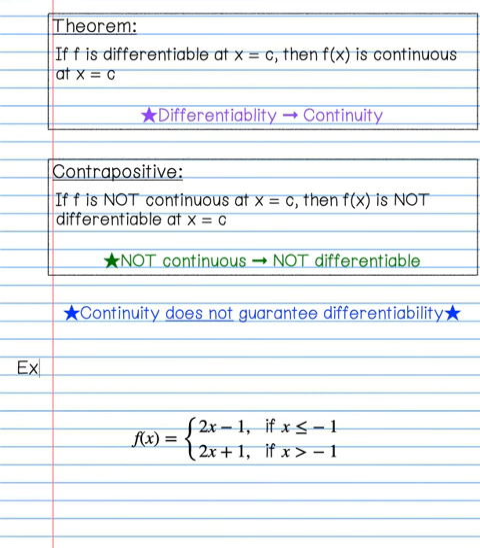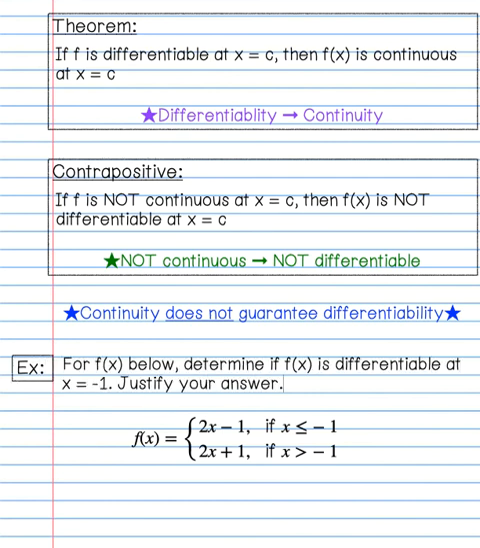So what we're going to do is we're going to use that piecewise function there, and for f of x below, we're going to determine if f of x is differentiable at x equaling -1, and I want you to also justify your answer. So again, if you feel like you can use those theorems on your own and try this and really flesh out your justification on your own, pause the video here, try it, and then unpause when you're ready to go.